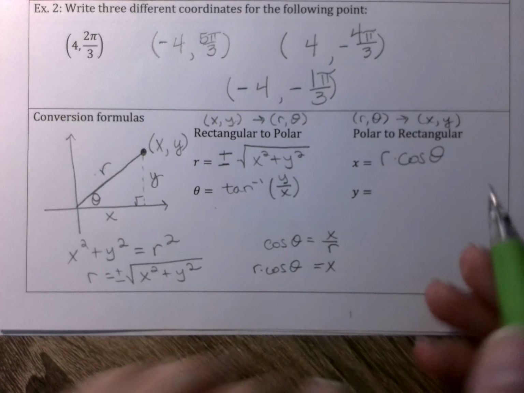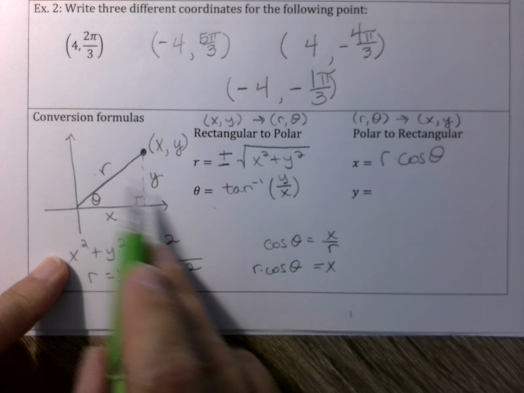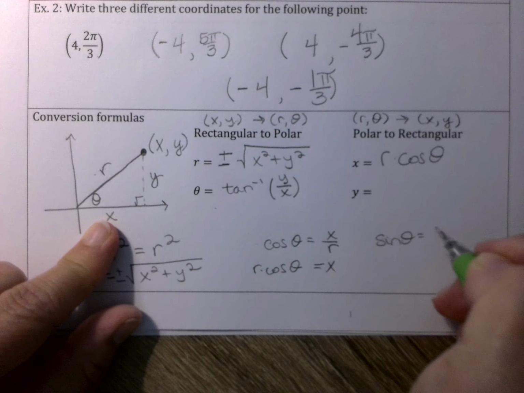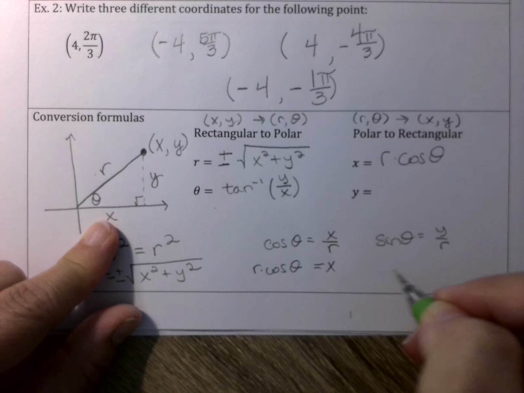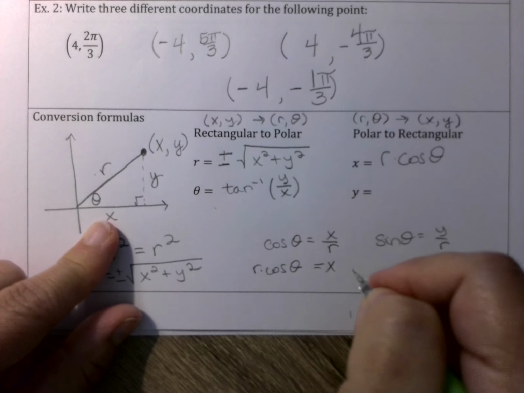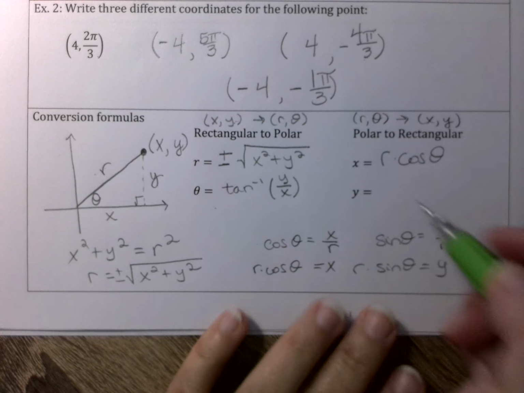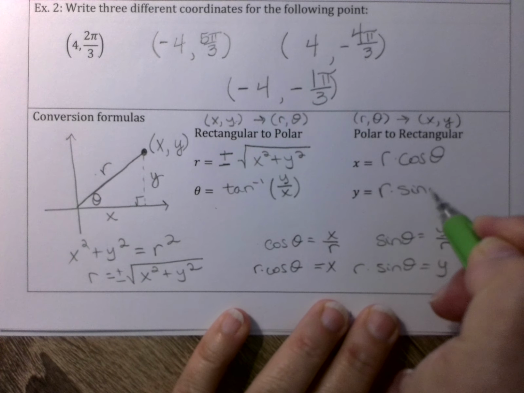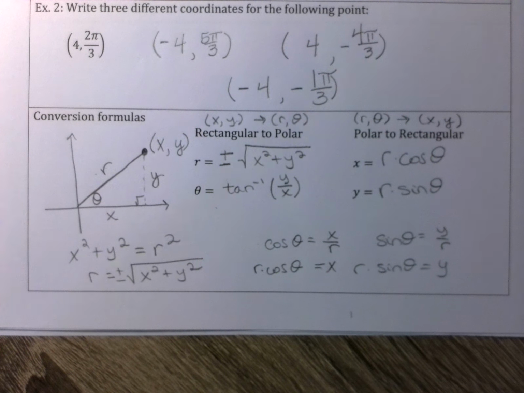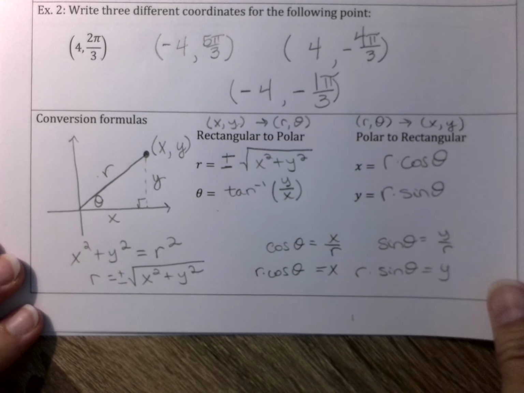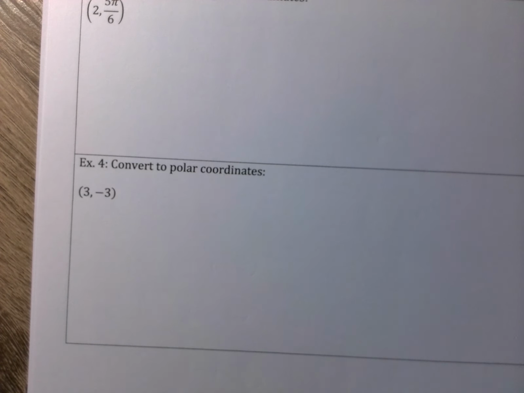If I have r and theta and I want to know y, then of course we would use sine theta. And again, similarly, if I multiply the r to the other side, then y is equal to r times sine theta. So those are your conversion formulas. Let's use them to convert some coordinates.